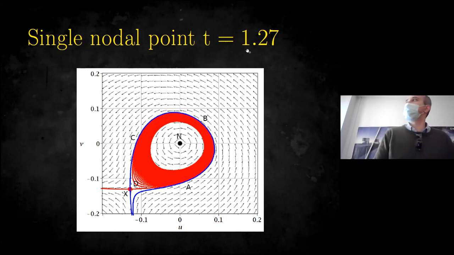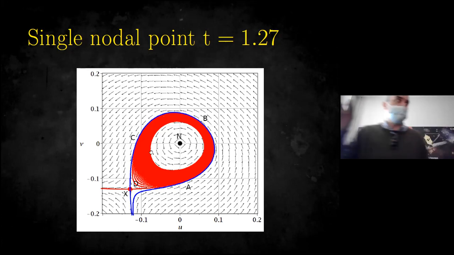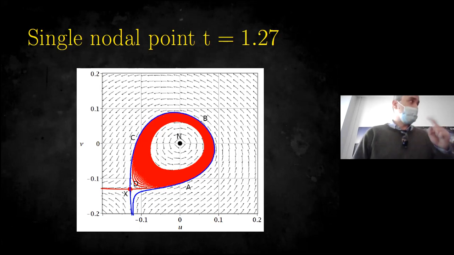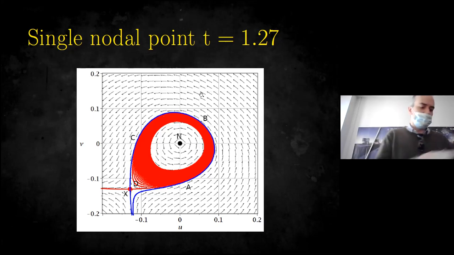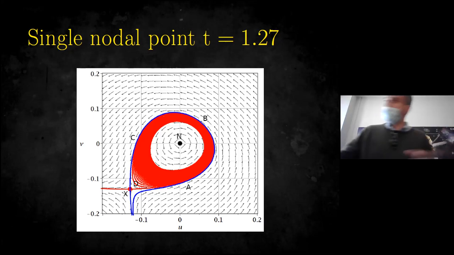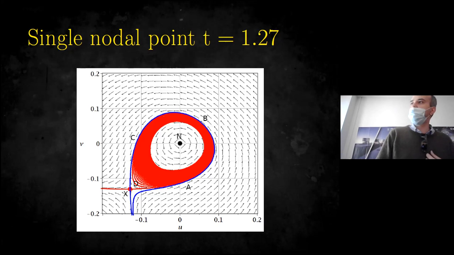This is not useful for our conversation, for our discussion, but I have to say that in this case, the velocity of the moving nodal point, which is crucial for our discussion, is slow. It is not small, not large. We have a slowly moving nodal point.